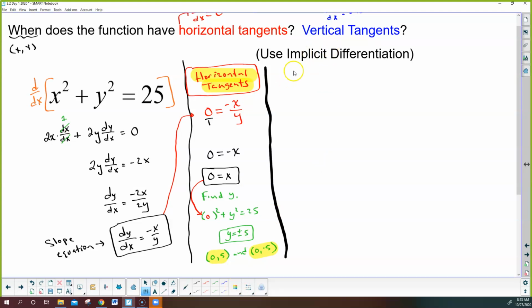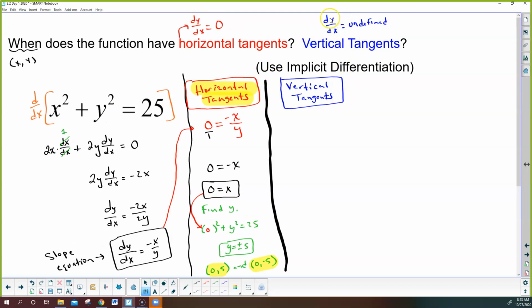All right. Well, what about vertical tangents? What do we know about the derivative when we have a vertical line? When is the derivative undefined? So if this is my derivative equation, what's the only value that makes this fraction undefined?